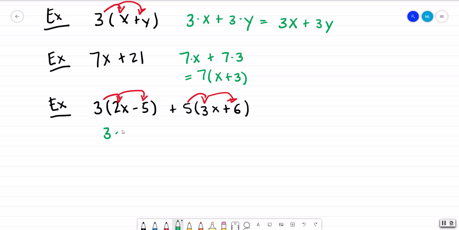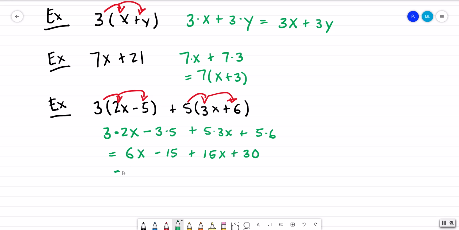Okay, so we have 3 multiplied by 2x, and then actually that's not a plus, that should be a minus. Yeah, sorry. So we have minus 3 times 5, and then we have plus 5 times 3x plus 5 times 6. Well, let's try to simplify this even further. So we have 6x minus 15, plus 15x, plus 30.